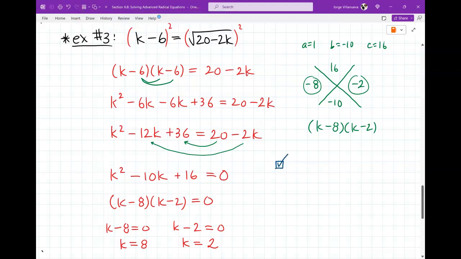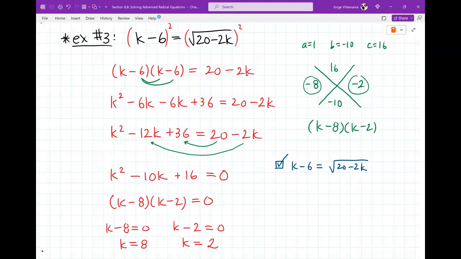I'm going to rewrite my equation. k minus 6 equals the square root of 20 minus 2k. By the way, that's not required, that you rewrite the equation. It's just, I'd rather look straight up instead of looking all the way up to the left side.